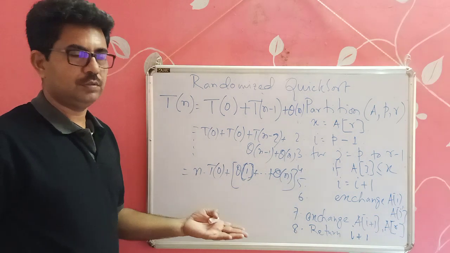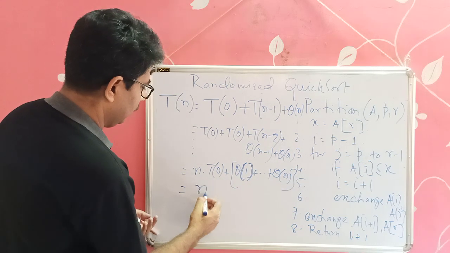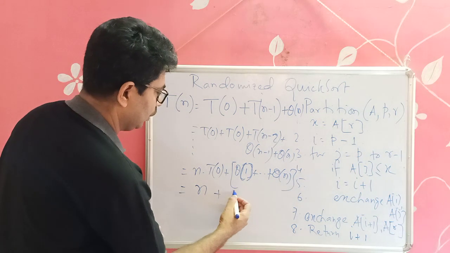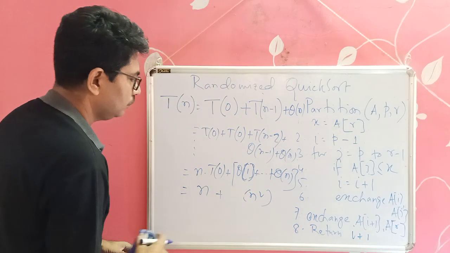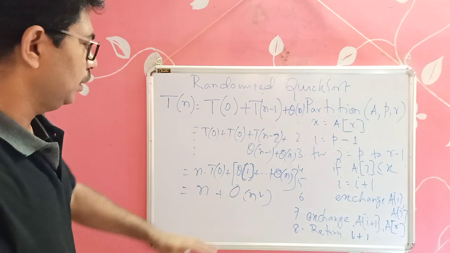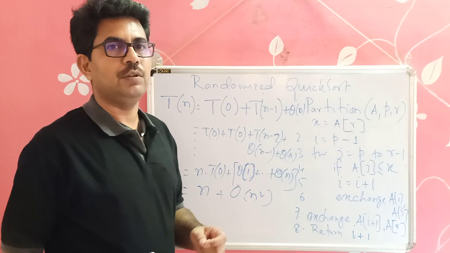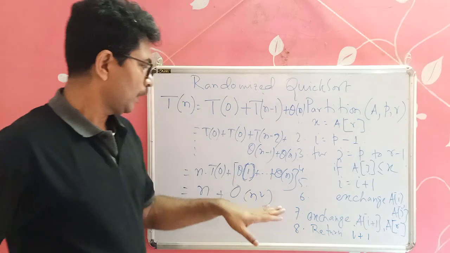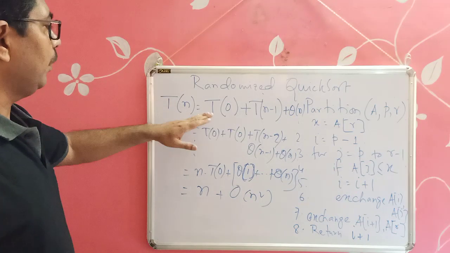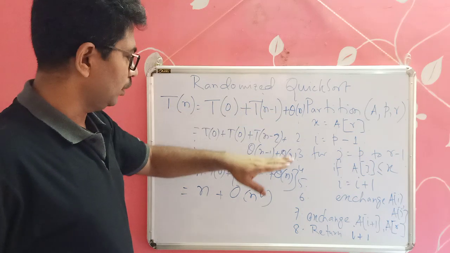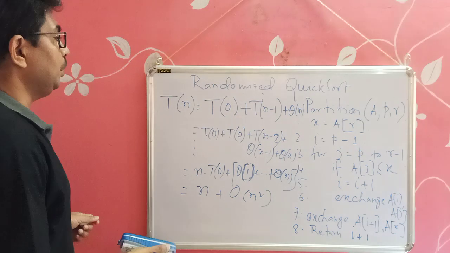If we consider theta 1 as some constant, then what we will get is n plus a value which is order of n square. Sorry, it will not be theta, it will be order of n square. Since 1 plus 2 plus 3 up to n, the sum is n into n plus 1 by 2, it will be order of n square. Therefore, from here we can say that the worst case time complexity of quicksort is of order n square, right? Now, what will be the best case?